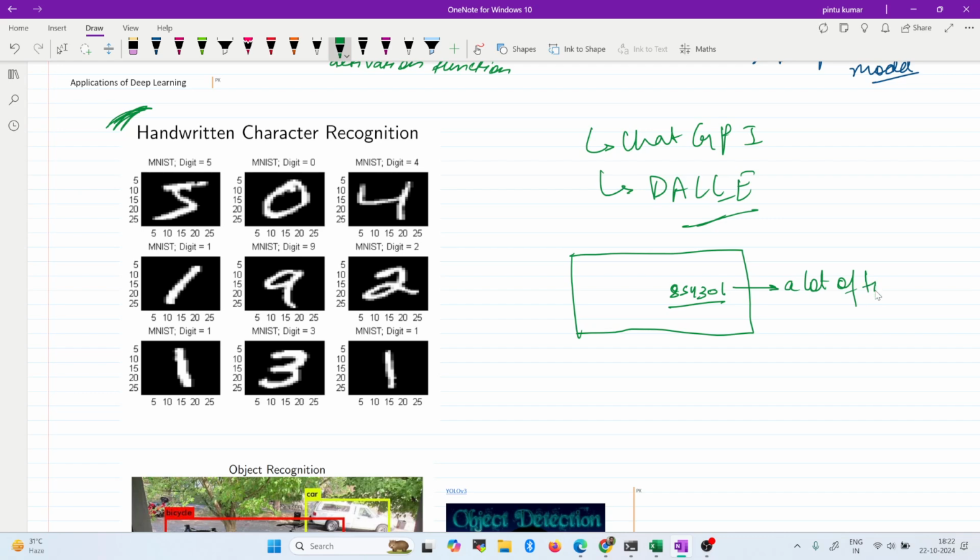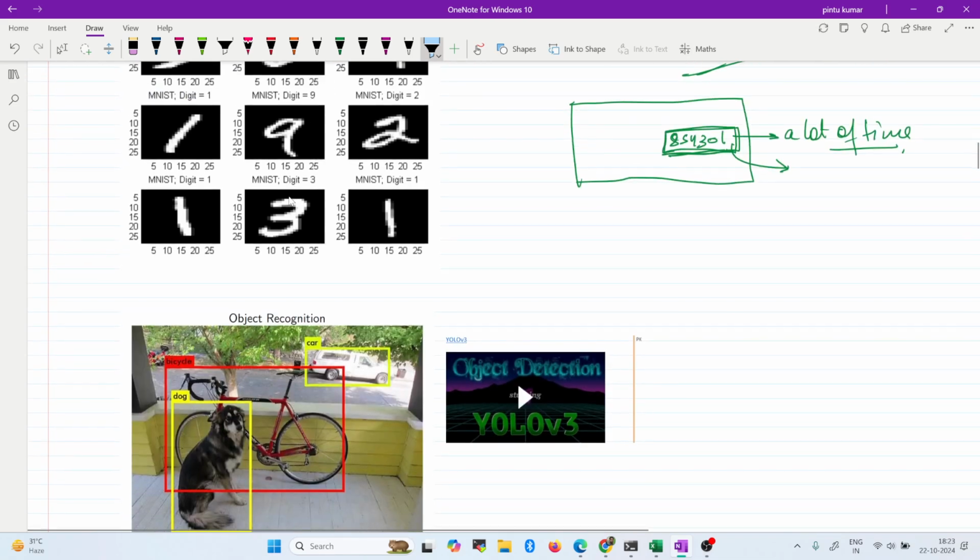So what was the intuition behind this? If I click a picture of the address, then a model should automatically figure out to which area this pin code belongs and hence route it to that particular area. So the first problem that we tried to solve using this method was handwritten digit recognition. There is a very famous data set called the MNIST data set, which has these handwritten digits and the corresponding labels.